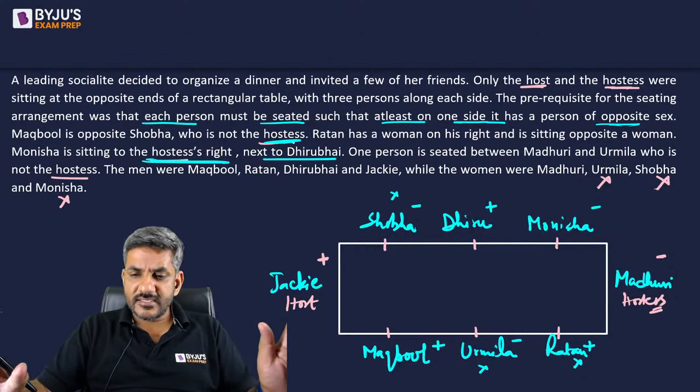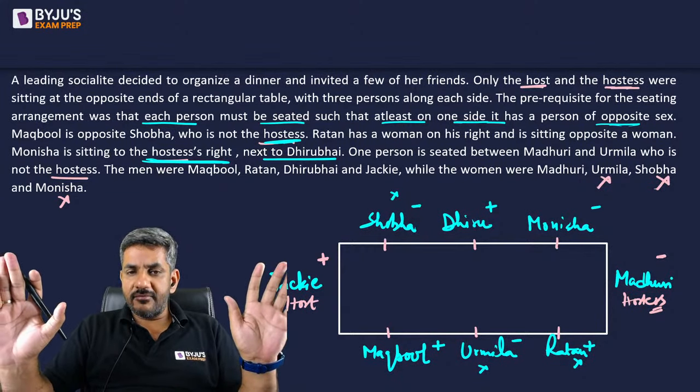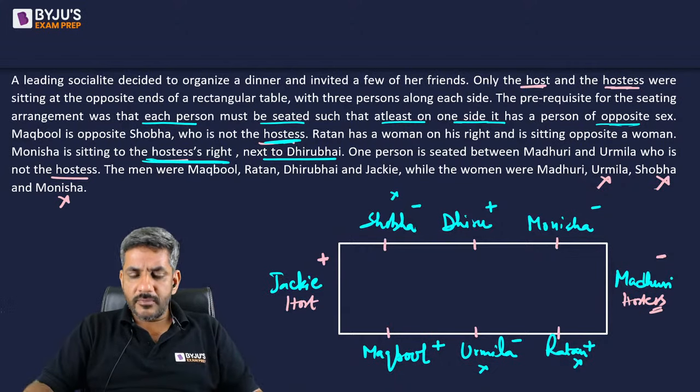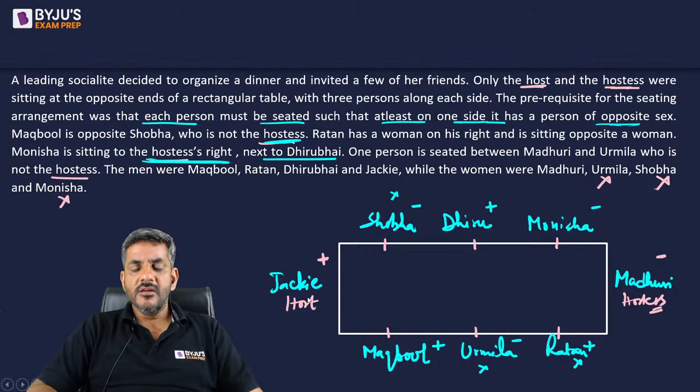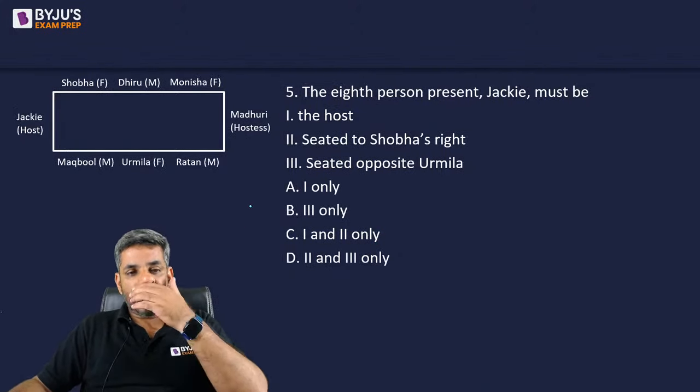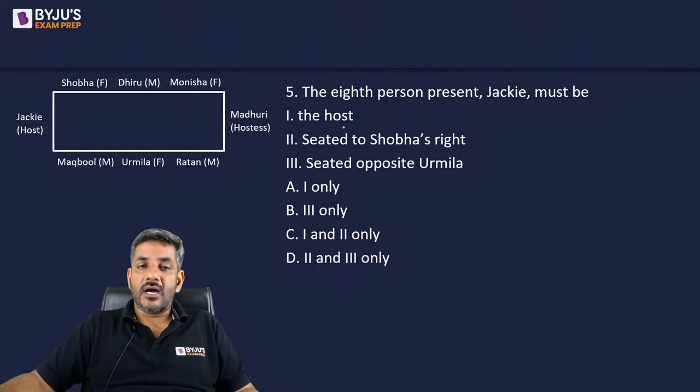I am assuming that this is clear to everyone. Please tell me if you have any kind of doubt. I am assuming that all of you have understood these things, so I will move ahead. I have made this table beforehand. Let's start asking and answering questions.